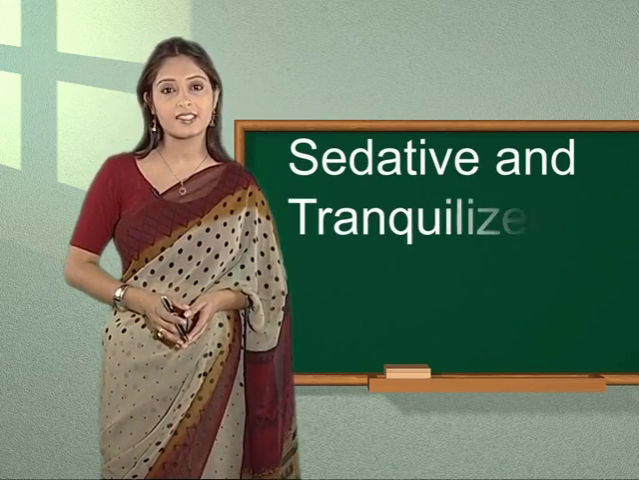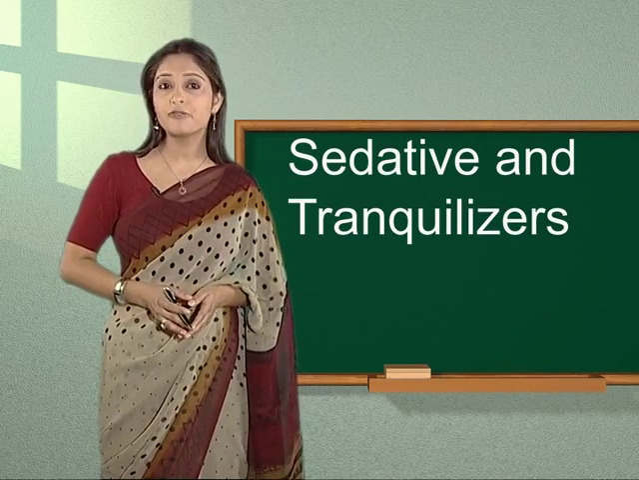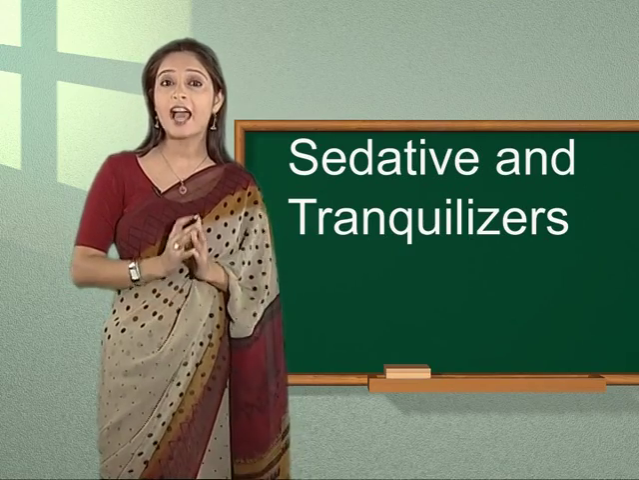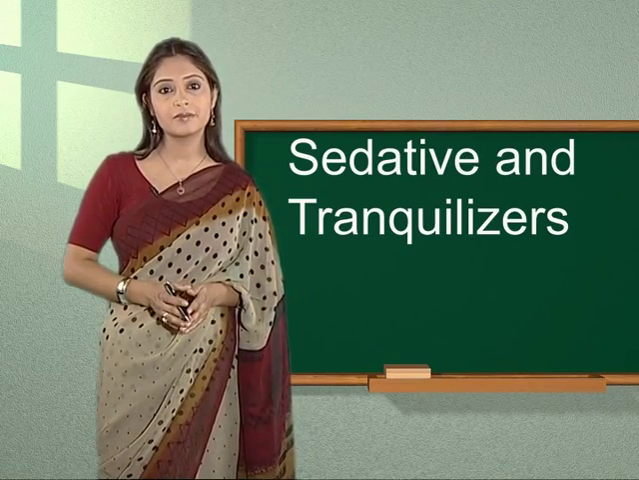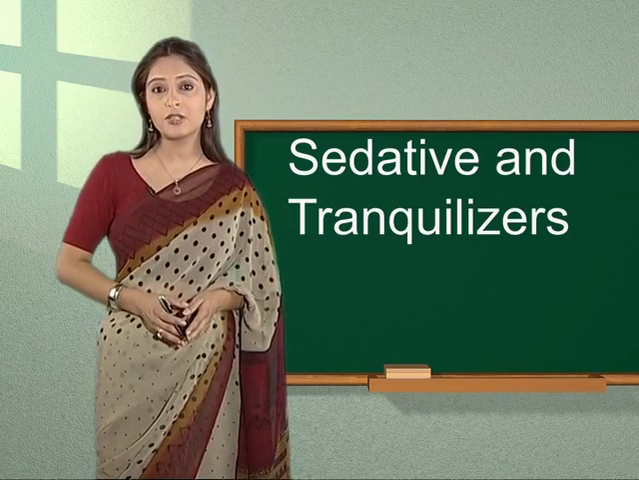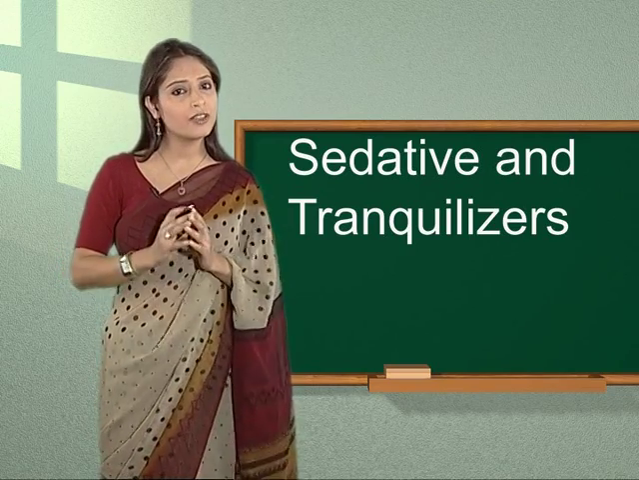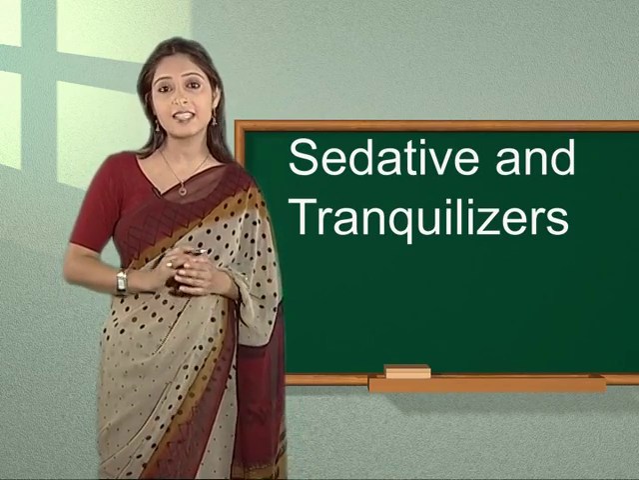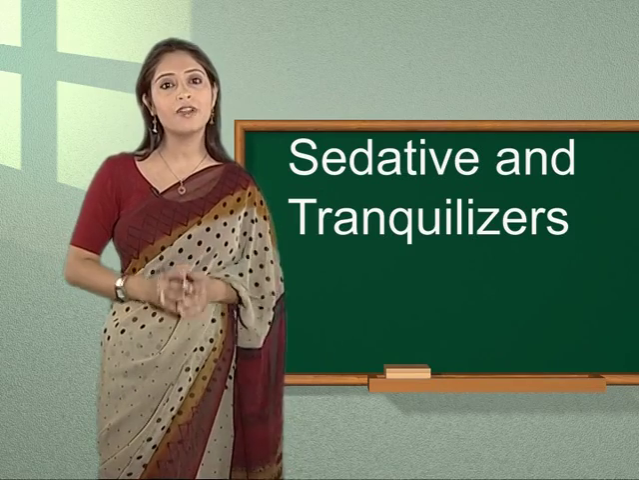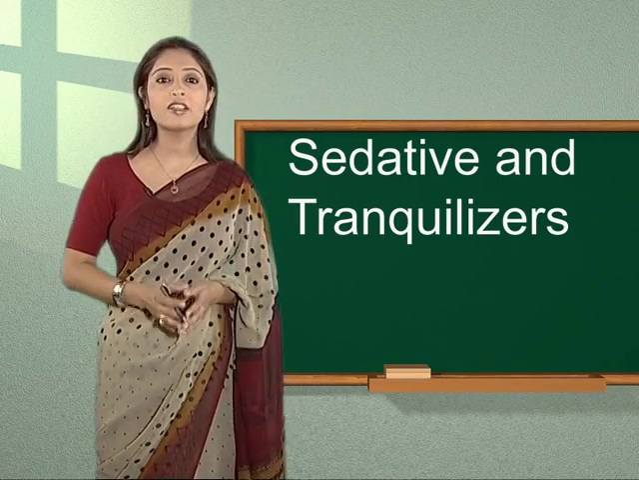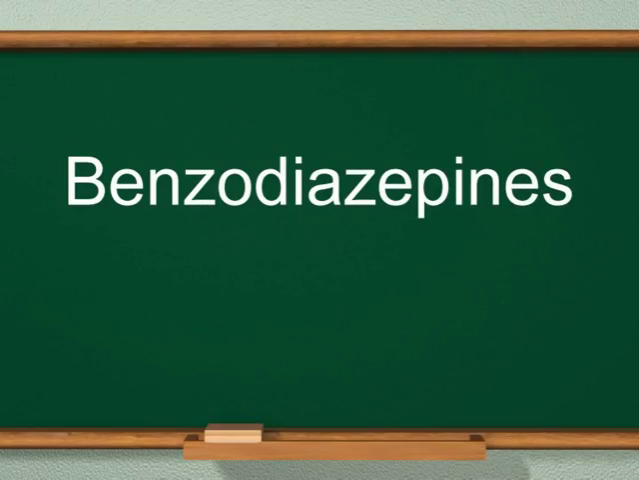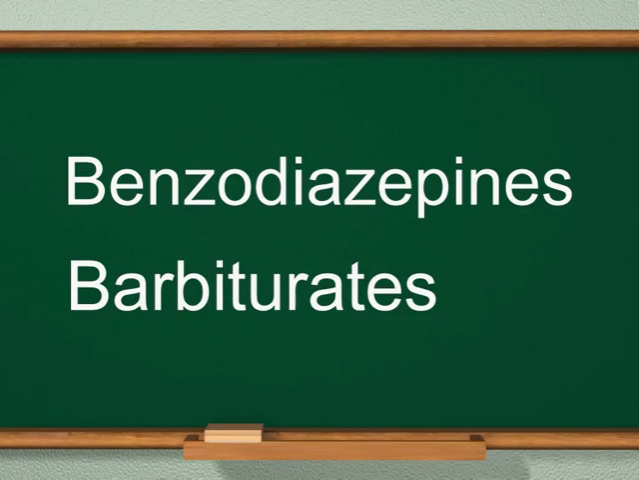Firstly, we will discuss sedatives and tranquilizers. These drugs give a feeling of calmness and relaxation in the body. Their high doses induce sleep. Tranquilizers are used to reduce tension and anxiety without inducing sleep. Tranquilizers slow down the higher centers of the brain and relieve one from worries, but do not affect the working efficiency of the person. Benzodiazepines and barbiturates are examples of sedatives.